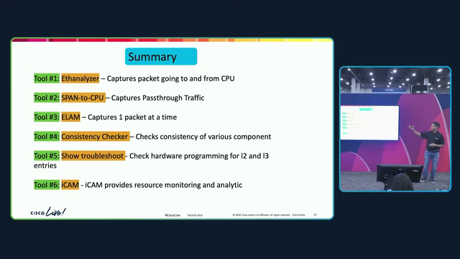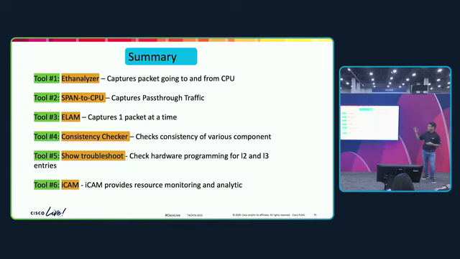In summary, these are the tools we learned today. We started with Ethanalyzer. It helps us capture the traffic going to and from the CPU of Nexus. The next tool we learned is span to CPU. It's going to help us capture the pass-through traffic. The third tool is ELAM. It helps us capture one packet at a time.